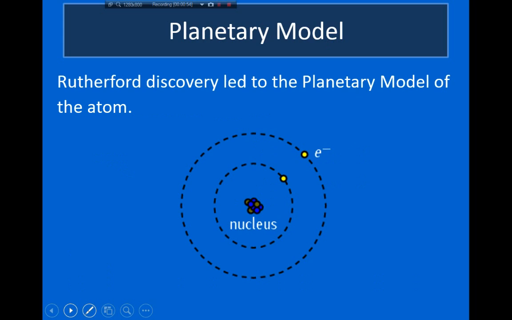So the basic idea behind the Planetary model was that instead of this positive charge being spread out like positively charged jello, Rutherford proposed that this positive charge was actually contained in this very massive yet very small positively charged particle called a nucleus, and that surrounding this nucleus were these electrons which orbited the nucleus in basically the same way that planets orbit the sun. Now, the Planetary model had two very significant problems with it.